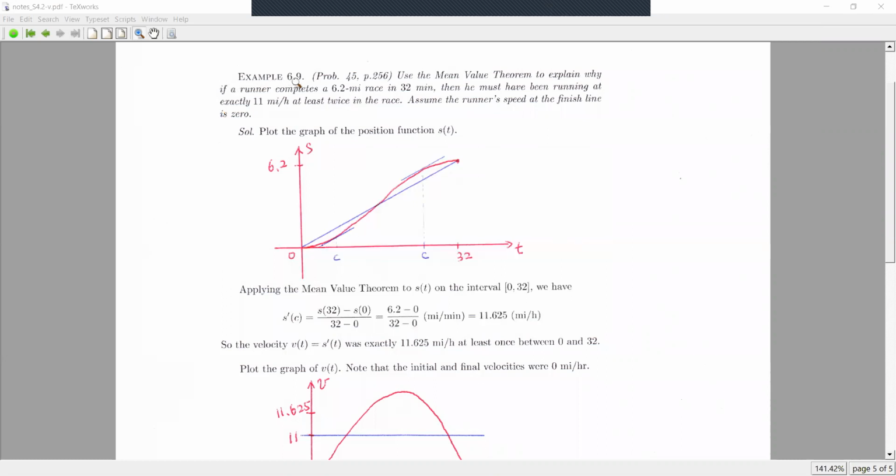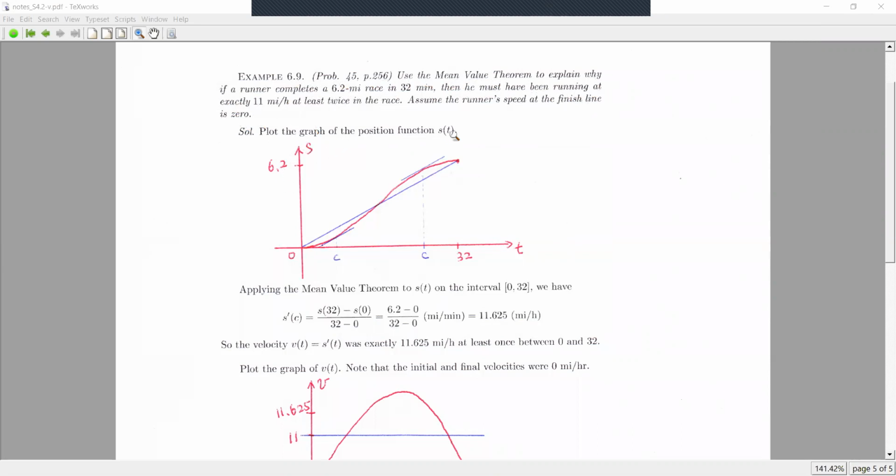The last example today. This is the problem number 45 on this page in the book. Use the mean value theorem to explain why if a runner completes a 6.2 miles race in 32 minutes, then he must have been running at exactly 11 miles per hour, at least twice in the race. Assume the runner's speed at the finish line is 0.